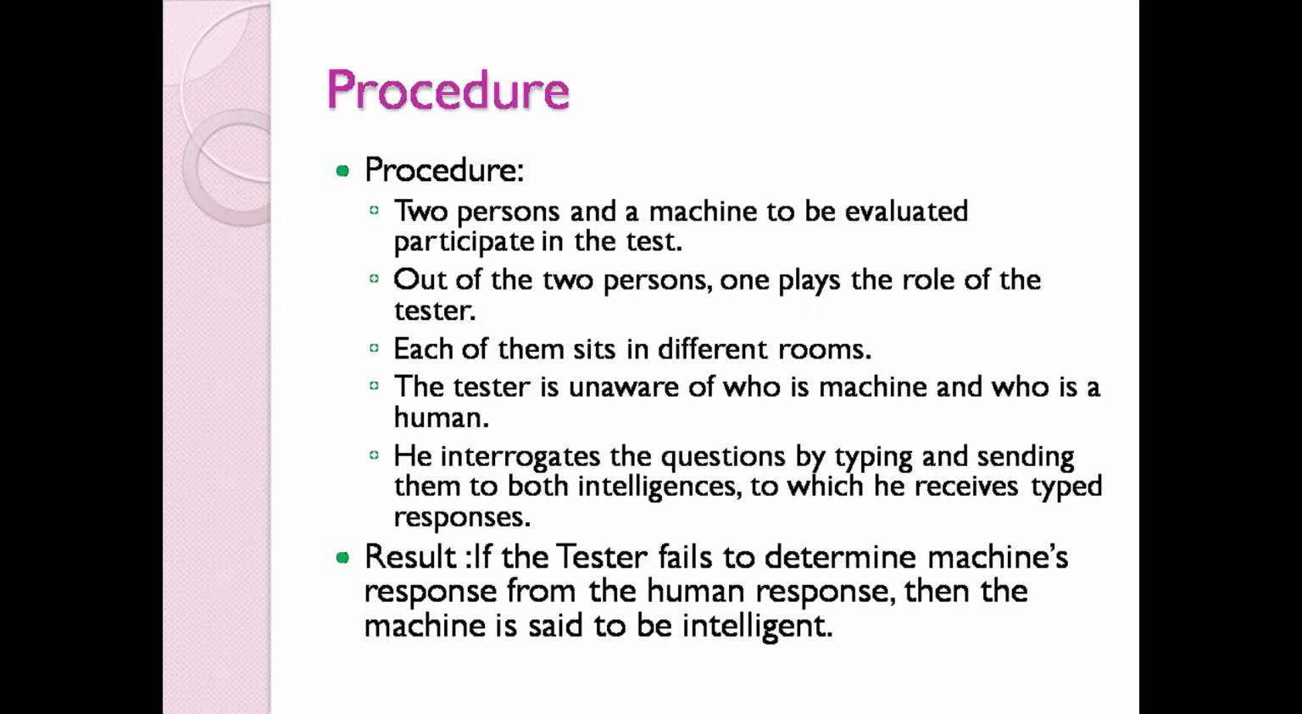The normal procedure involved in the Turing test is that 2 persons and a machine to be evaluated participate in the test. Out of the 2 persons, one plays the role of the tester. Each of them sits in a different room. The tester is unaware of who is the machine and who is the human. He interrogates by typing and sending questions to both intelligences, to which he receives typed responses.